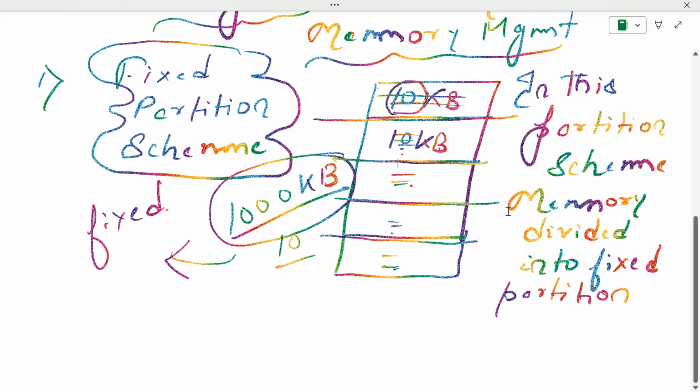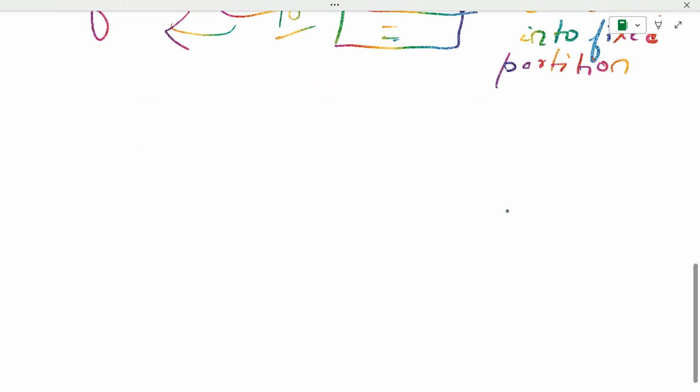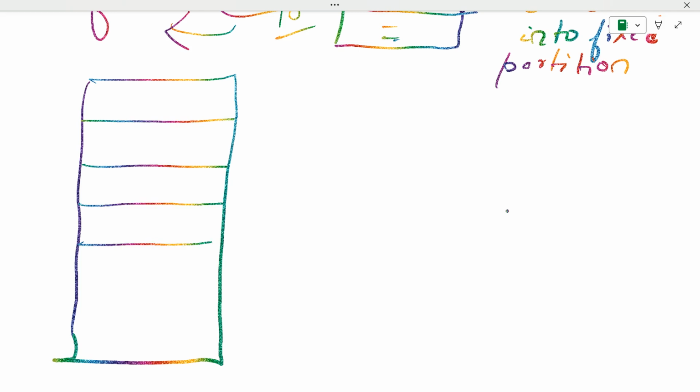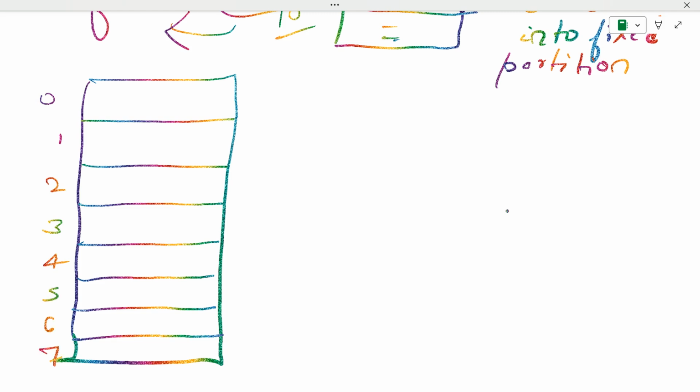Just to clarify it, let's say we have this memory chunk, and we have done the fixed partition onto this memory. Let's say we have divided the memory into 8 partitions: 0, 1, 2, 3, 4, 5, 6, 7. So we have divided it into 8 partitions, and we have partitioned it unequally, but it is fixed.